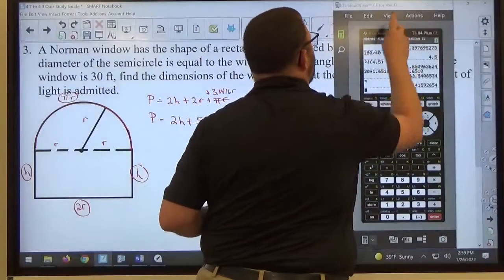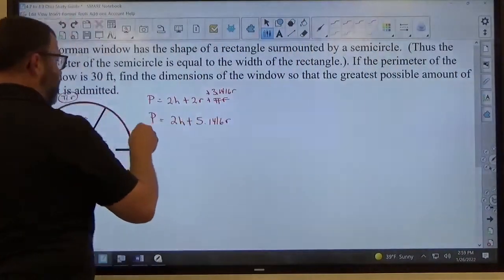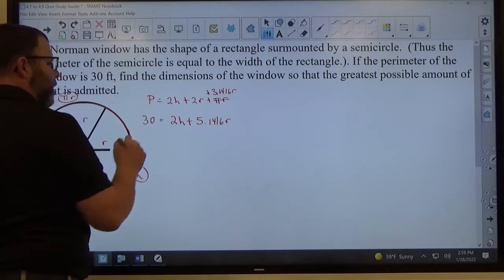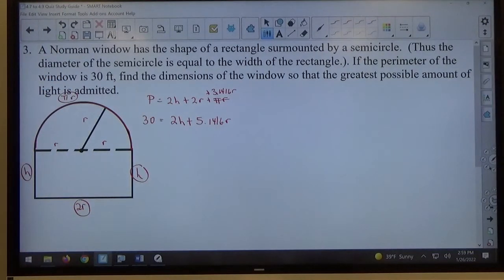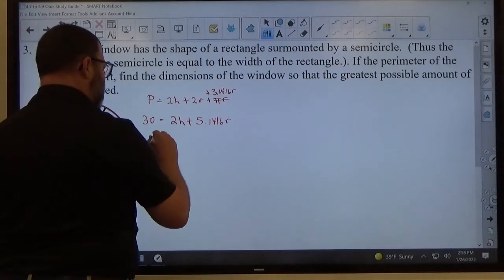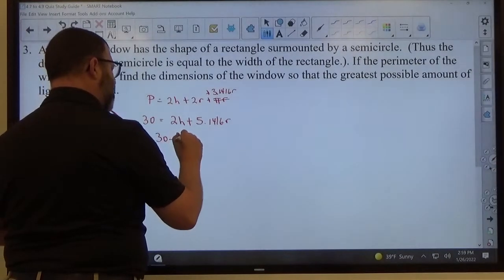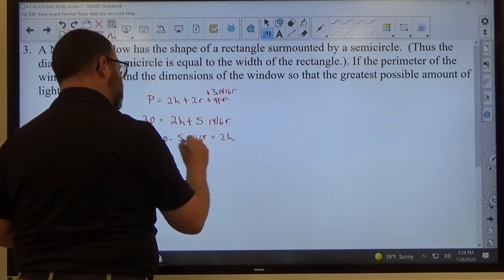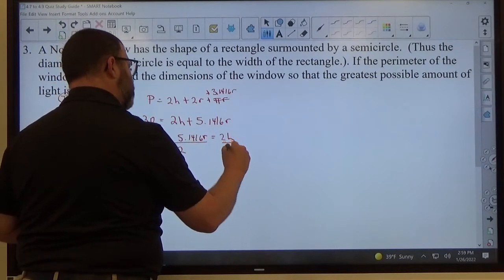What I know about the perimeter of this thing is it's 30 feet, so I can change this p into the number 30. And again, what this allows me to do is to put h in terms of r or r in terms of h. I like h's coefficient better. I'm going to divide, so I'm going to solve for h. So 30 minus 5.1416 r equals 2h. Divide both sides by 2.